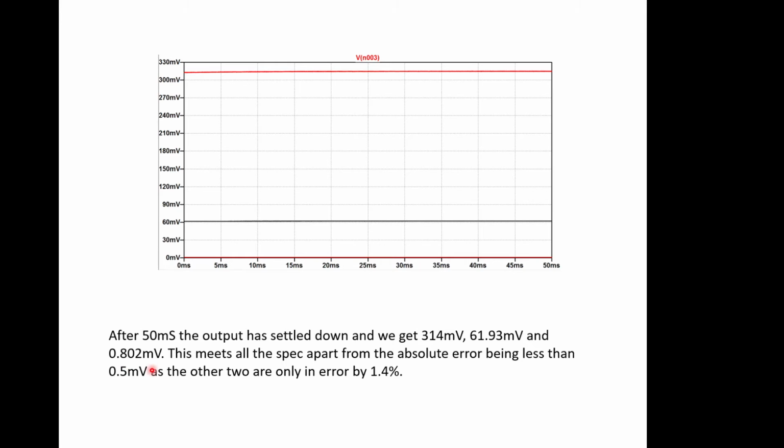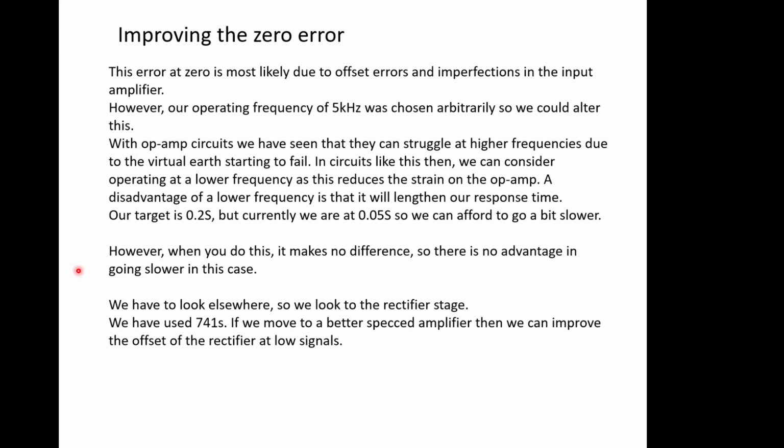So we've got to do something about this 0 in and 0 out business, because we're not getting 0 out, we're getting 0.8 out, which, although it's not much, is outside the spec. So where does this error come from? Well, off the top of our heads we don't really know, but it's most likely due to offset errors, imperfections in the input amplifier, because we've pointed the finger of suspicion at that already.